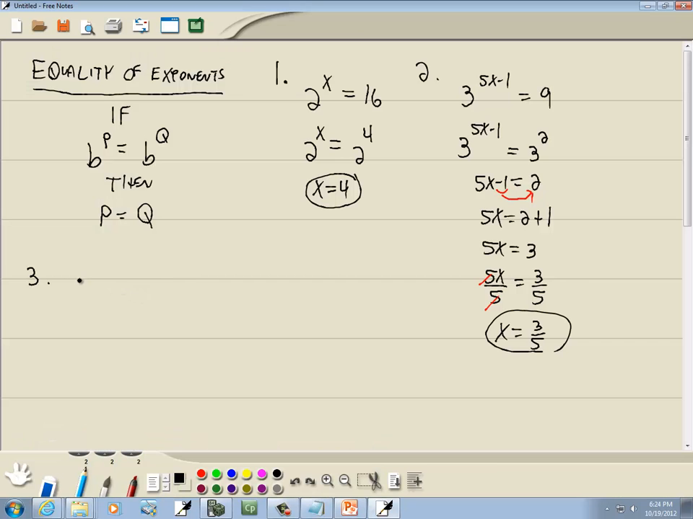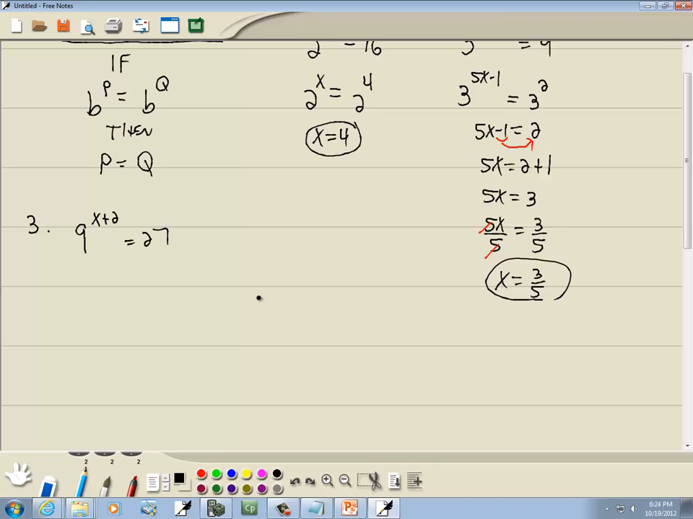Let's look at another one. We've got 9 to the x plus 2 equals 27. I start with the larger number, and there's no way for me to rewrite that as 9 to a power. So what we do is we look at both sides and see if we can rewrite both of them as a number to a power. Well, 9 is 3 squared. Now notice when I rewrite it as 3 squared, I put the 2 up right next to what was already there in the exponent, with parentheses around it. And 27 is 3 to the 3rd power. So now I rewrote both of them as 3 to a power, so I can set the exponents equal to each other.